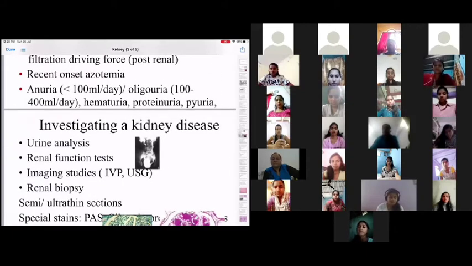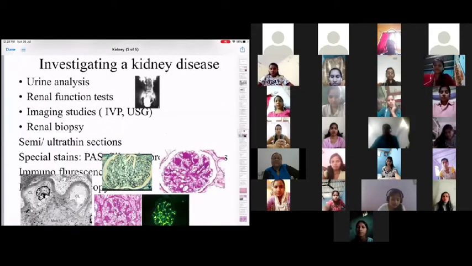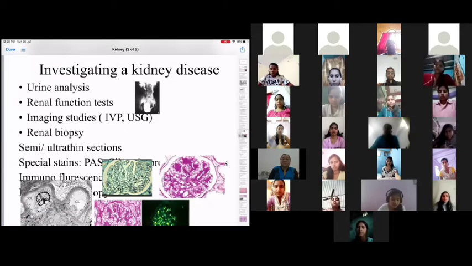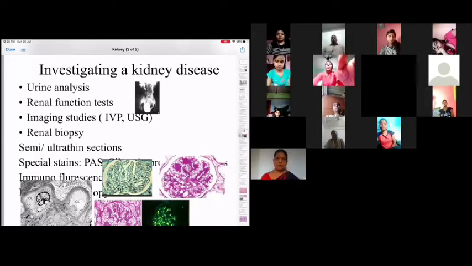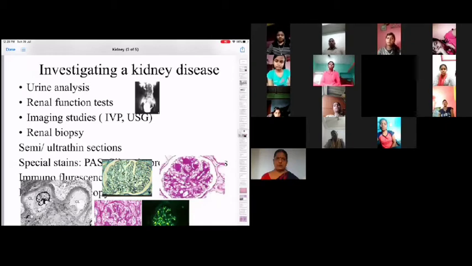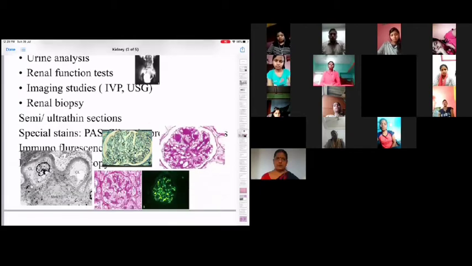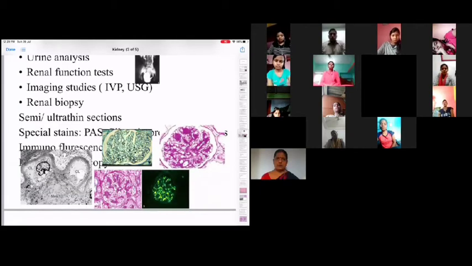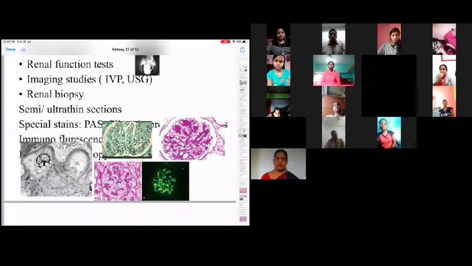Now, investigation: how do you investigate a kidney disease? First and most important is urine analysis. Second is renal function test. Third is imaging studies like IVP and ultrasonography. Fourth is the renal biopsy, a standard method, and others are special stains like PAS stains and immunofluorescence stains. These are also important methods of investigating a kidney disease.